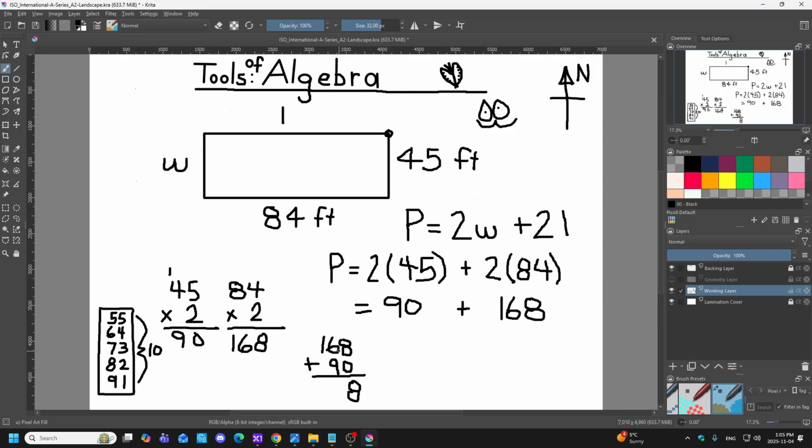9 plus 6 is the same as saying 10 plus 5. Carry the 1. 1 plus 1 is 2. Therefore, our perimeter is 258. Don't forget your units. Feet. Let's use the quick box for our answer.